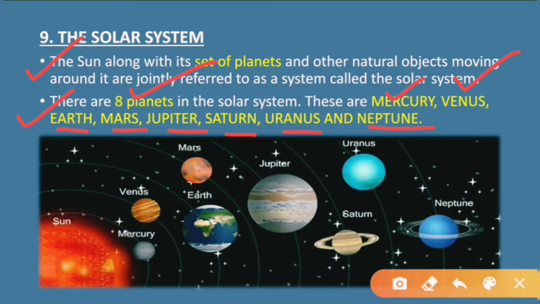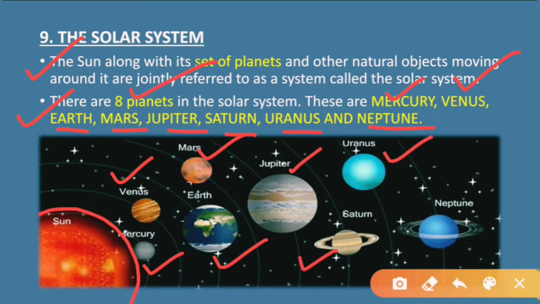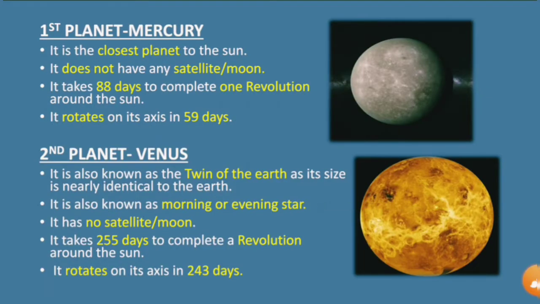Now, for better understanding, you can see the diagram given below. This is the sun. The sun, along with its set of planets, means all the 8 planets, like your Mercury, Venus, Earth, Mars, Jupiter, Saturn, Uranus, Neptune, all together are known as the solar system, right? We will study about all the 8 planets in the solar system in much detail. Let's move to the next topic.